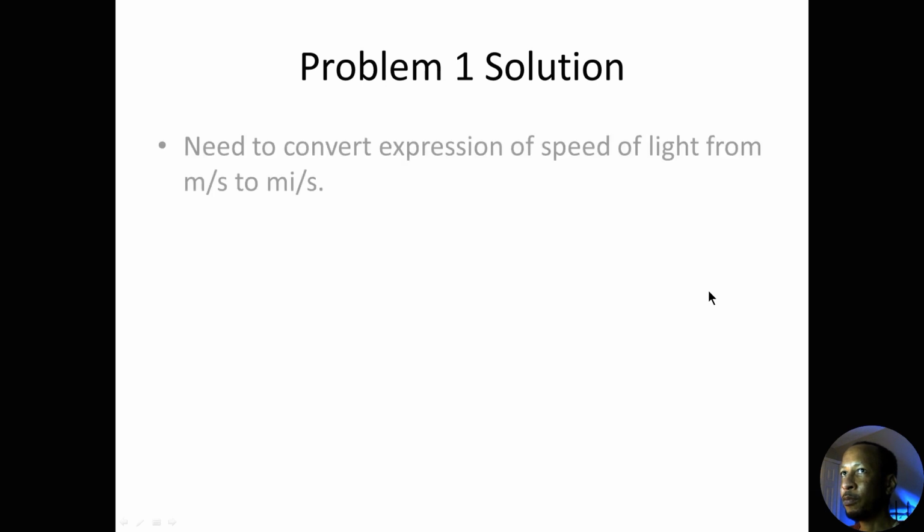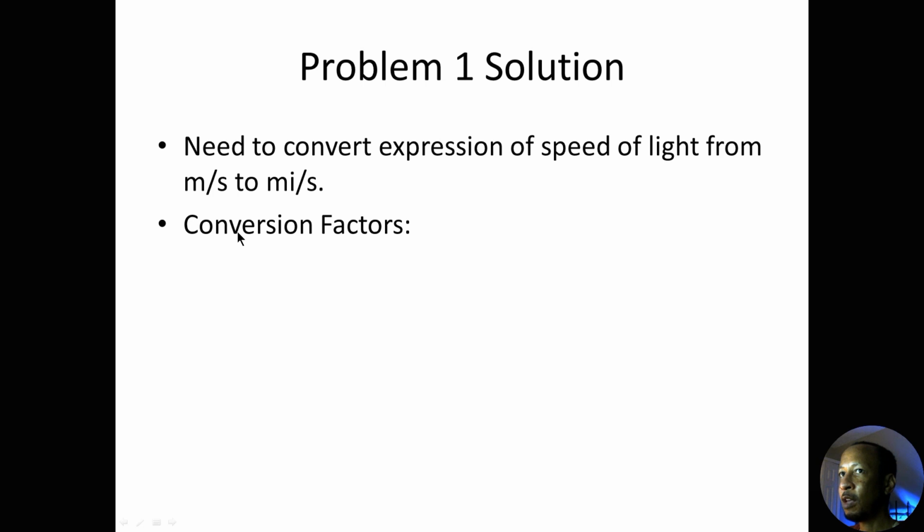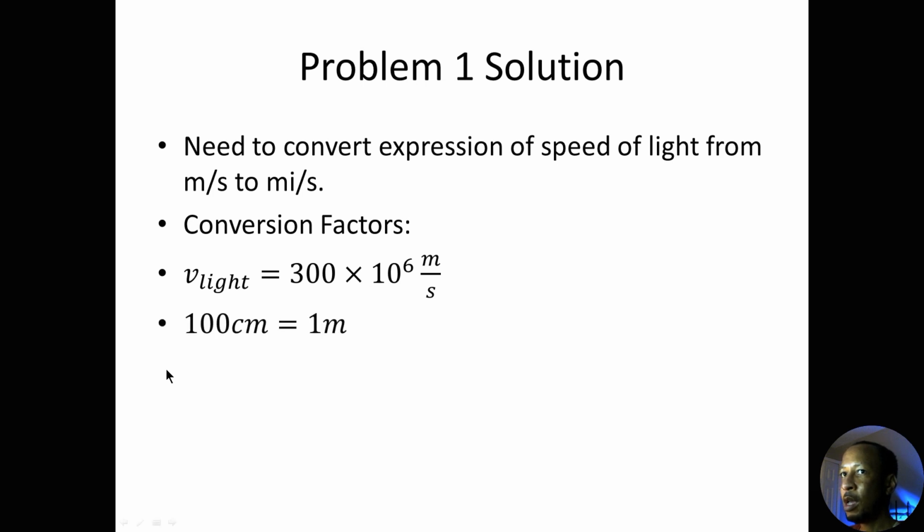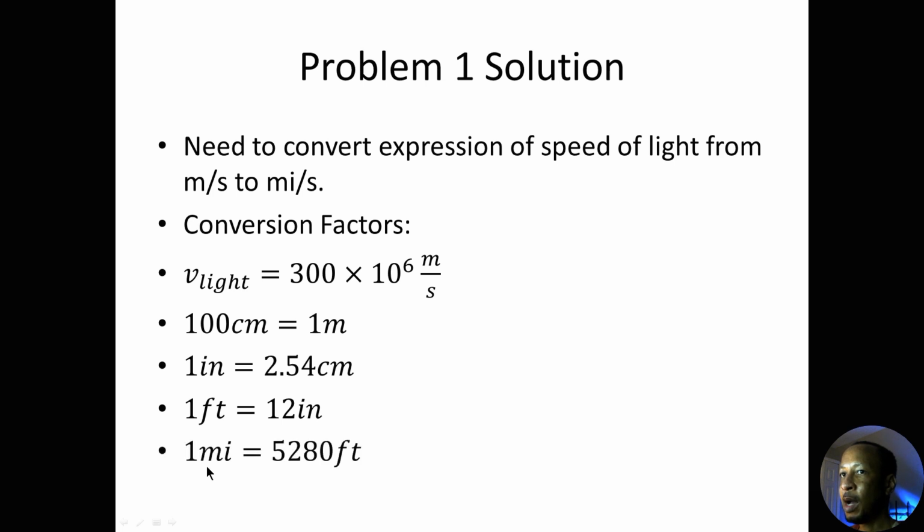Okay, so first we need to convert the expression of the speed of light from meters per second to miles per second. And so we're going to have to take a look at some conversion factors. The velocity of light equals 300 times 10 to the 6 meters per second. And we have 100 centimeters equals 1 meter, 1 inch equals 2.54 centimeters, 1 foot equals 12 inches, 1 mile equals 5,280 feet.